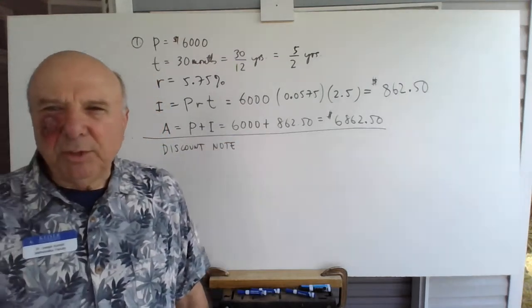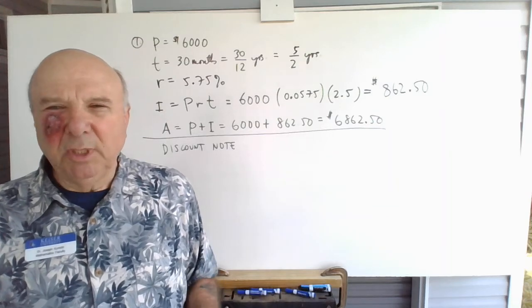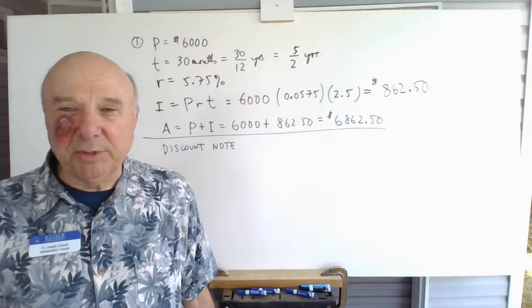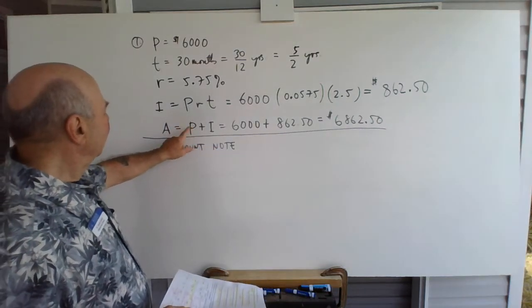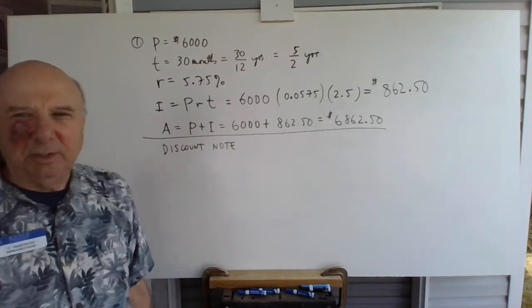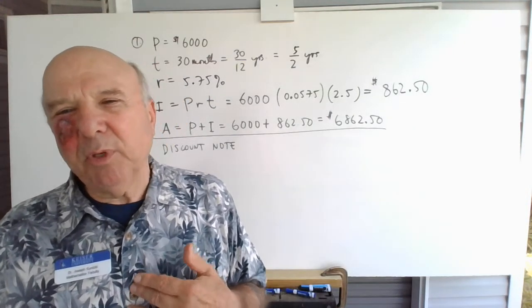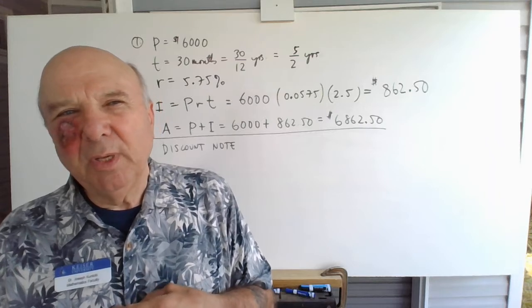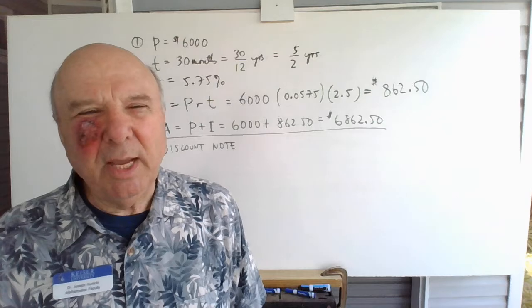A discount note is a loan where you pay the amount of interest up front. It's subtracted from the principal. So the accumulated value, which is the principal, is equal to the future value minus the interest. Now, in real life, they stop companies from giving these kinds of loans because the advertised interest is unfair. It's not really true what they advertise.